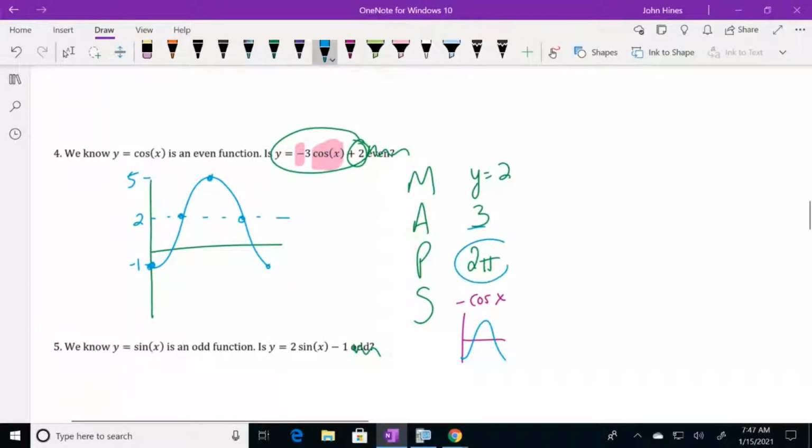Last thing I need to do is always label the period on the x-axis. Where did I stop? I stopped at 2 pi. Okay, that's how we graph trig functions and sketch them.